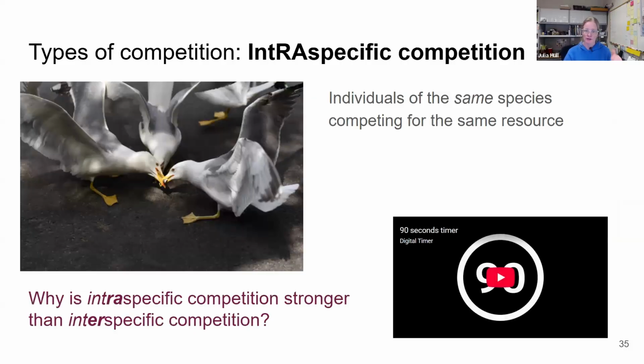We can contrast that with intraspecific, where we're going to have individuals of the same species competing for the same resource, like these seagulls that are fighting over the scrap of bread or whatever they have. And typically what we see is that intraspecific competition is stronger, meaning that their negative effects are greater, right? There's a bigger deficit when we are competing with each other than when we have interspecific competition.